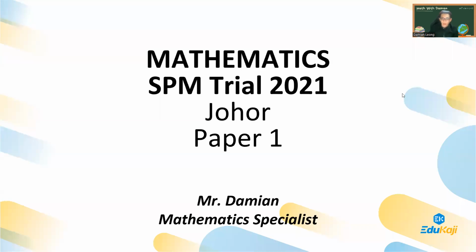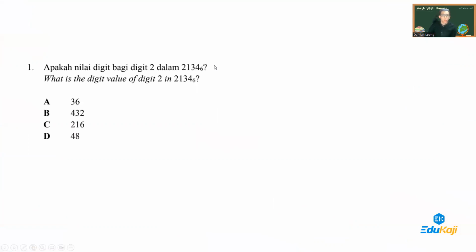All right, let's look at the Mathematics SPM Trial Paper 2021, the Johor Paper 1. Look at question 1. What is the digit value of the digit 2 in 2134 base 6? So the digit value for the digit 2 here.